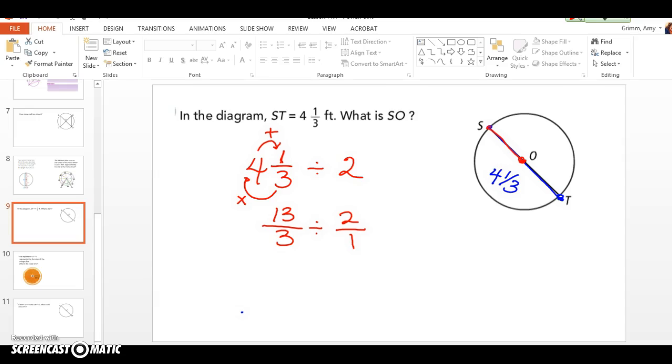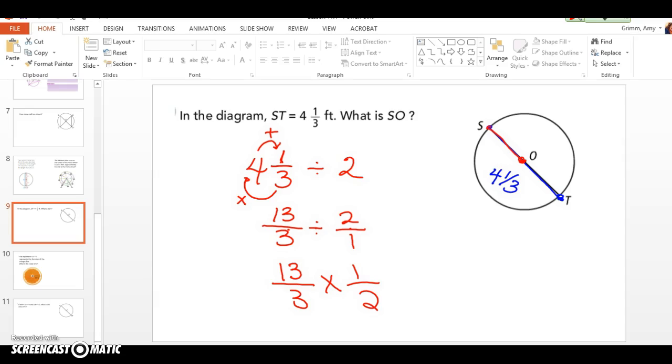Nope. Not yet. Remember how to divide fractions. Kathy? Flip the 2 over 1 fraction so that it'll be multiplication. So 13 over 3 times what? 1 over 2. This is that keep, change, flip, where you keep the first one, change the division to multiplication, and flip the last one to its reciprocal.